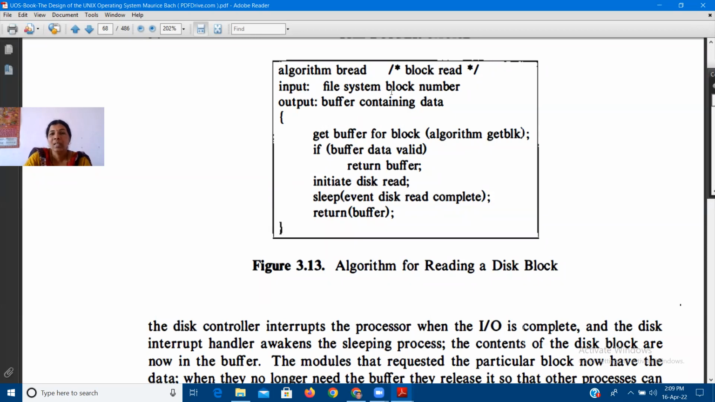So by opening, that is, we are reading the contents of that file from the hard disk to the main memory. So that is nothing but reading, right? So we are reading the data from block to buffer. So that's why the input will be the file system block number, and what is the output? Output will be the buffer containing data.